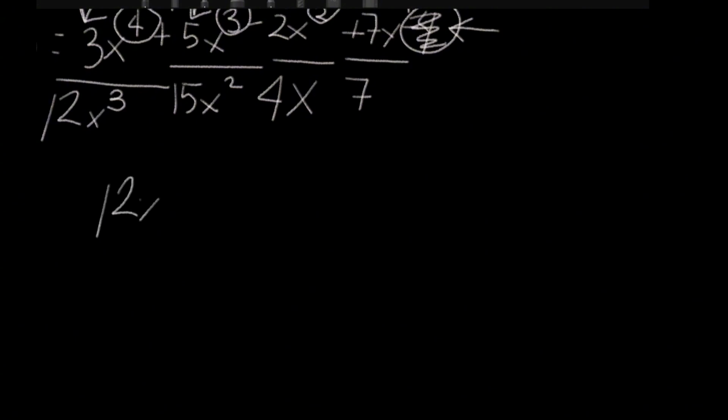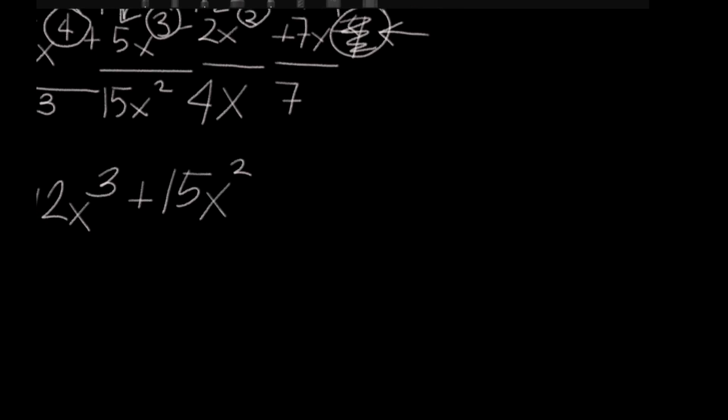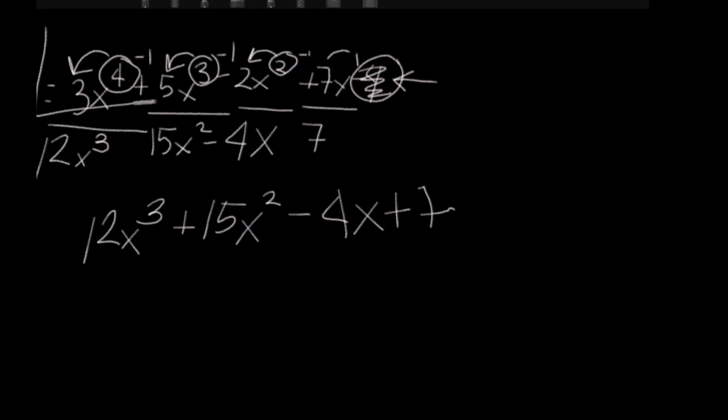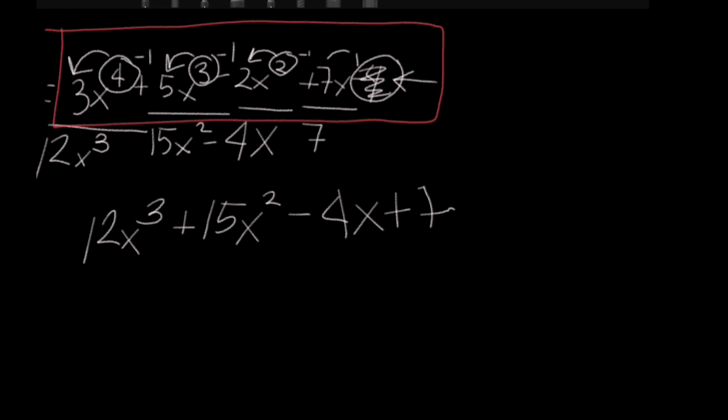So now next, we have to combine all the results that we got. So we have 12x to the power of 3 plus 15x squared minus 4x and then plus 7. So that's it. The derivative of this is this one.